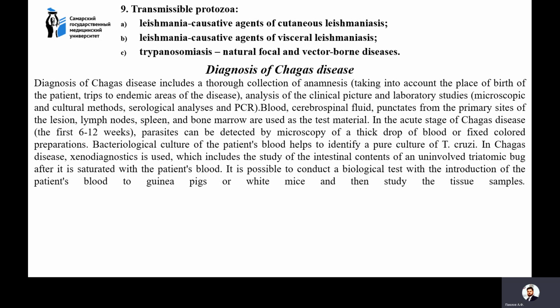In Chagas disease, xenodiagnostics is used, which includes the study of intestinal contents of an uninfected triatomine bug after it is saturated with the patient's blood. It is possible to conduct biological tests with the introduction of the patient's blood into guinea pigs or wild mice, and then study the tissue samples.